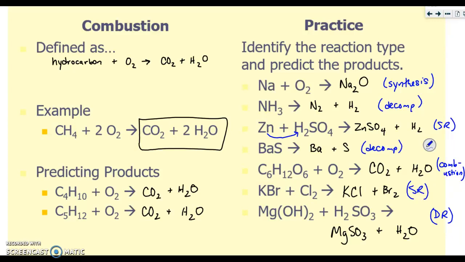The fourth one, again, is decomp, so I broke them apart. The fifth one, C6H12O6, is a hydrocarbon, so it's going to produce carbon dioxide and water. The sixth one is a single replacement. Again, this time the non-metal is replacing the non-metal. And finally, the last one is two ionic compounds, so they have to switch partners to form two more.